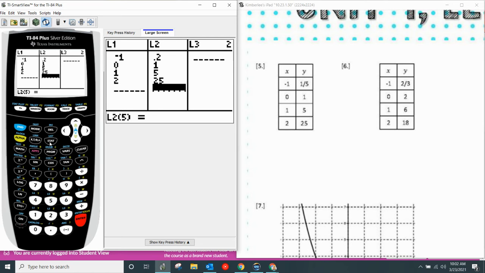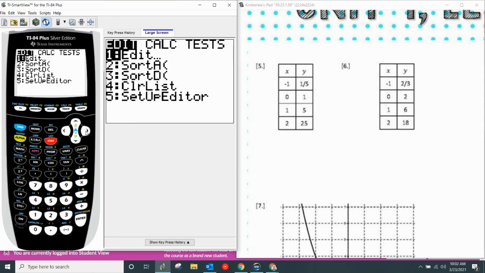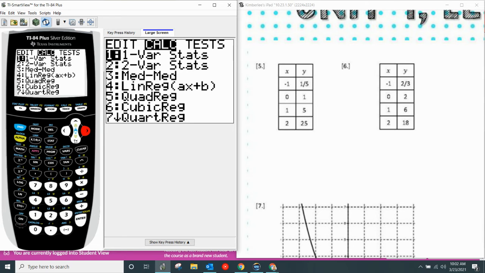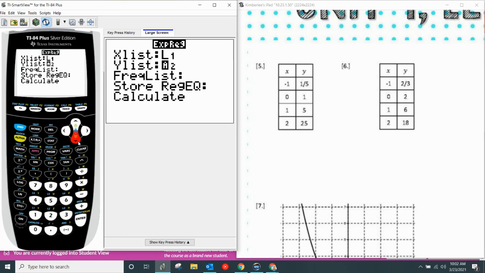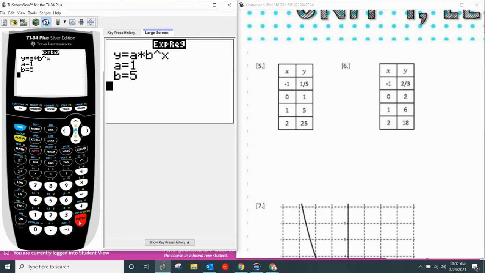Okay, so I go back to stat. I go over to calculate. And I'm going to have to arrow down until I get to where it says EXP regression, because that's exponential regression. And you have to arrow down quite a ways. There it is, and I hit enter. And I have to go down to where it says calculate. Hit enter. There it is.